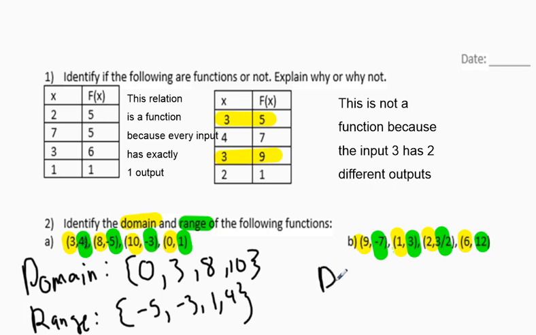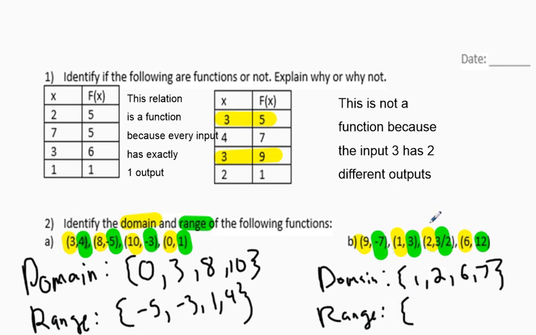So again, just listing the domain, starting with the smallest one, we have a 1, we have a 2, we have a 6, and we have a 9. And the range, just listing them all, we have a -7, we have a 3 halves, we have a 3, and we have a 12.